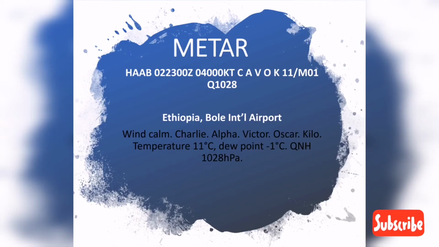The next airport to look at is Bole International Airport in Ethiopia, as represented by the ICAO code at the beginning, Hotel Alpha Alpha Bravo, observed on the 2nd of the month at 2300 Zulu, and wind 040 degrees true, and the wind is calm. So it's coming from a direction of 040 degrees, and it is calm in terms of its speed. It's recorded as calm. Then they use a code called CAVOK.